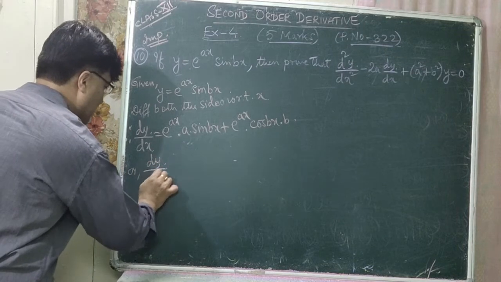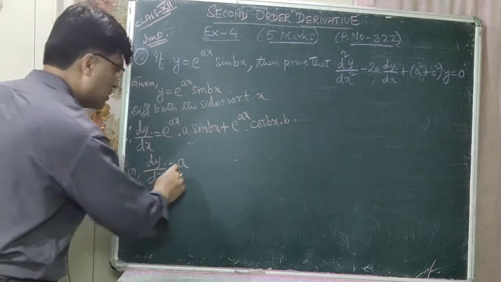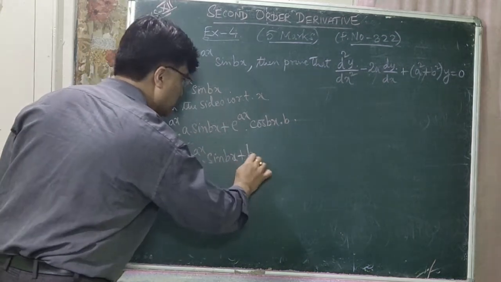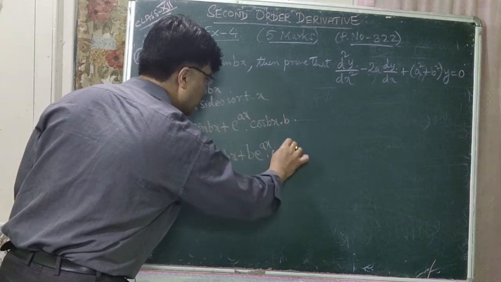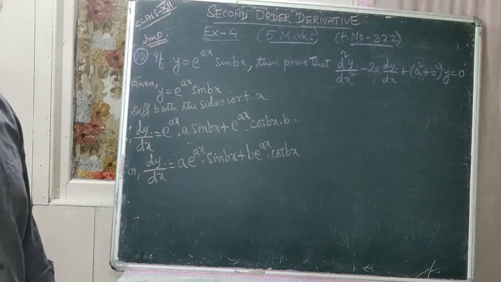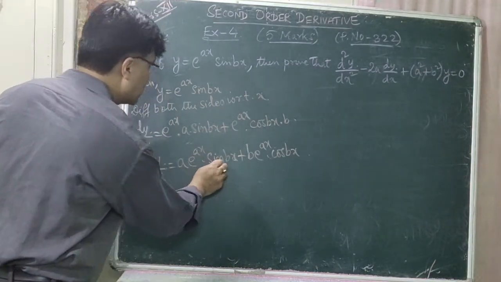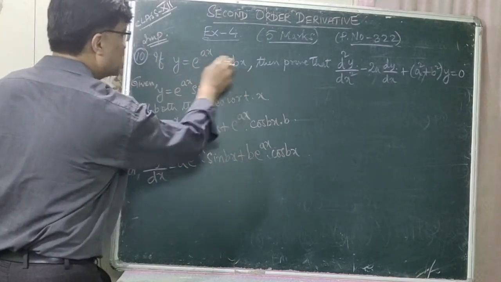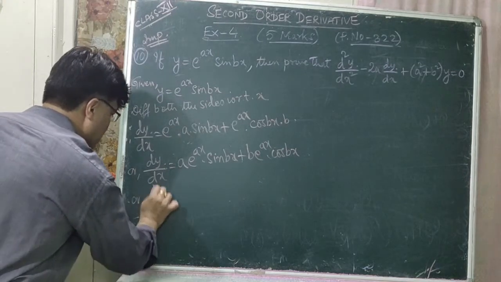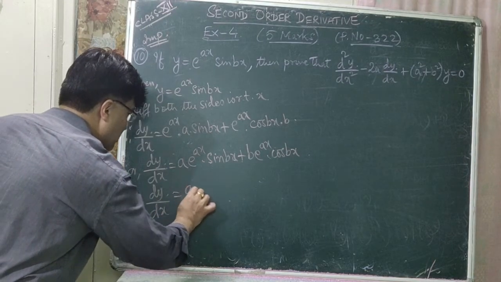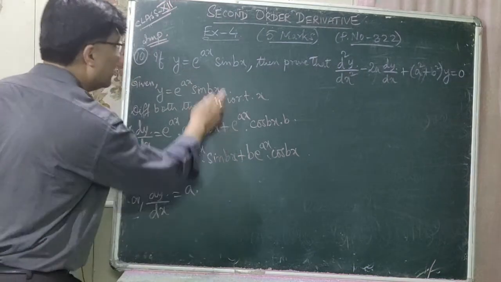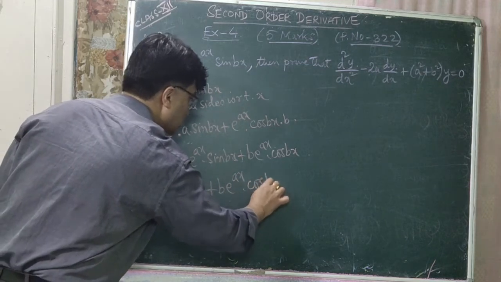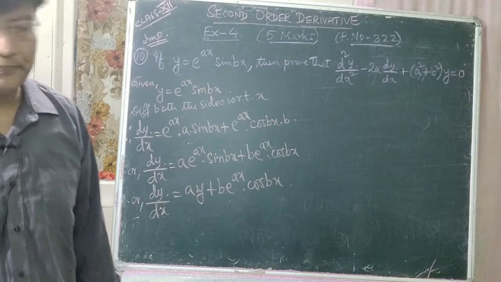Or this is your dy by dx is equal to, a is written first, then write e to the power ax into sin bx, plus here b is written first, then e to the power ax into cos bx. Is it understood now? So instead of e to the power ax sin bx, we can write y, isn't it? Because in the question, instead of e to the power ax sin bx, y is given here. So or this is your dy by dx is equal to a into, what is the value for e to the power ax sin bx? It is y. So write y here plus b e to the power ax into cos bx. I think you have understood it.